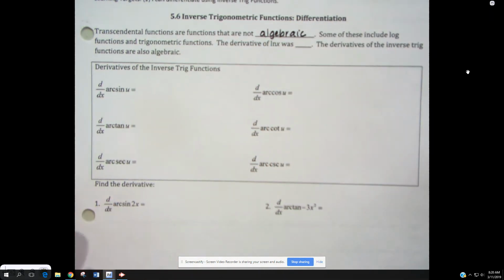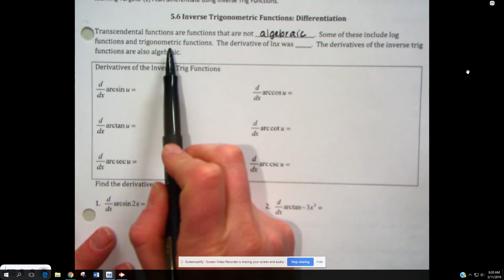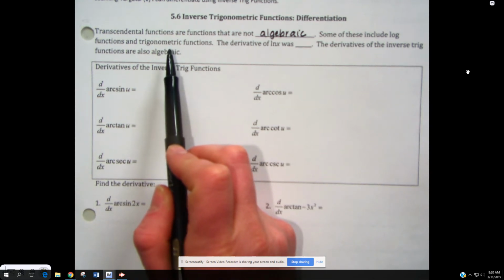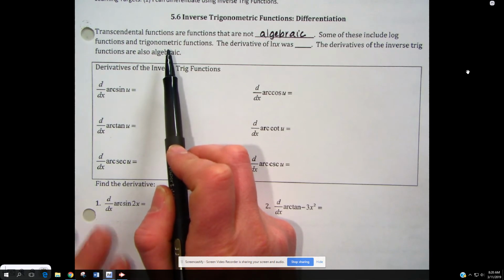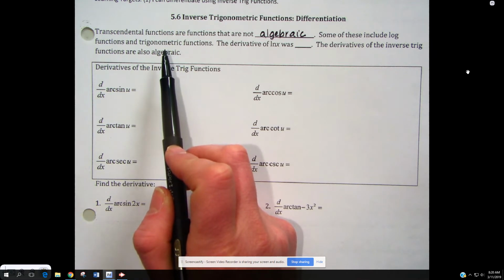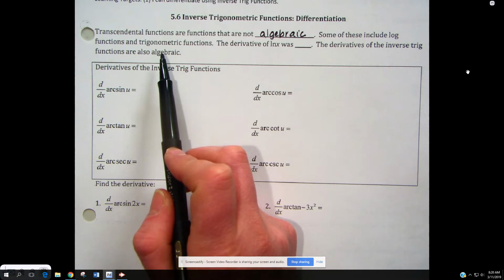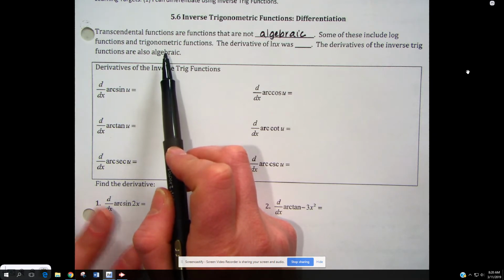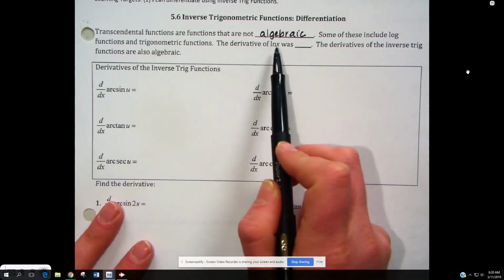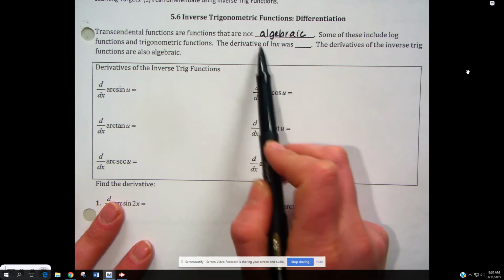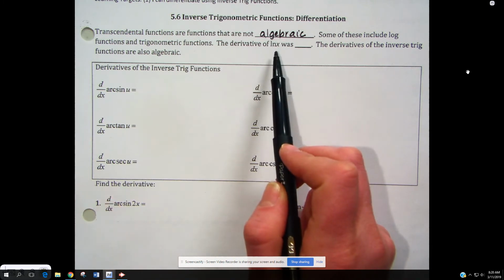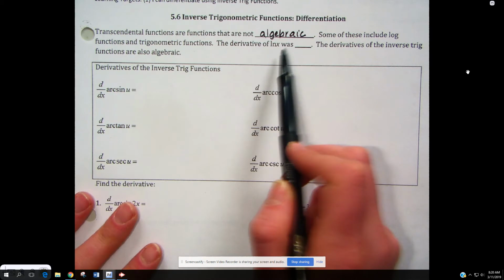These functions are basically the ones that we've been focusing on. So you've got your logs, you've got your exponentials. They actually include our trigonometric functions. So in a sense, we've been working on some transcendental functions this entire time with sine and cosine and tangent and so on. If you notice, though, for most of the ones that we've been working on, the derivative of your transcendental function can be pulled back into an algebraic function.